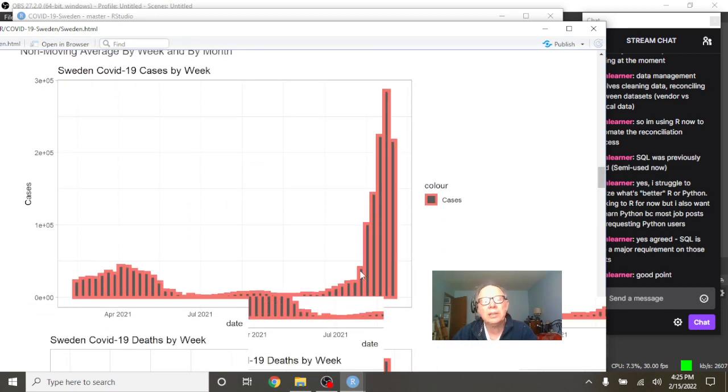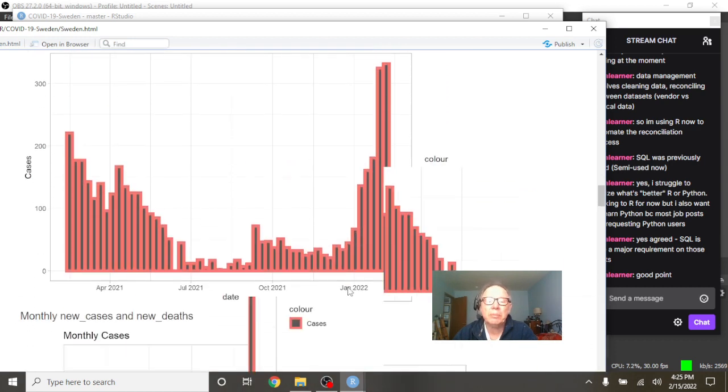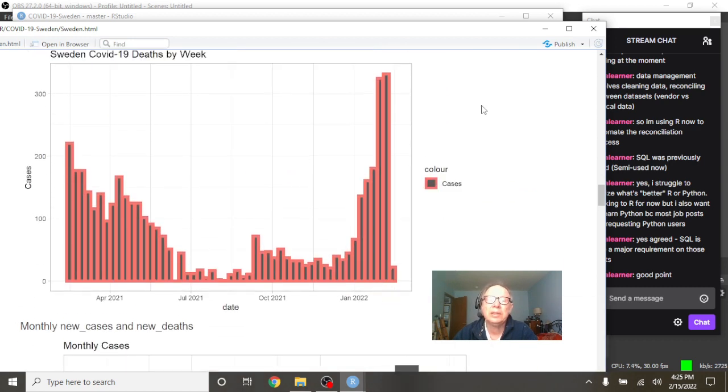Here are the weekly cases, the big spike in January this year, as well as a big spike in deaths. These deaths here have to be a shock to Sweden, because they had a pretty good summer, and even in the fall they were doing pretty good. Then they had this big spike in COVID-19 cases.